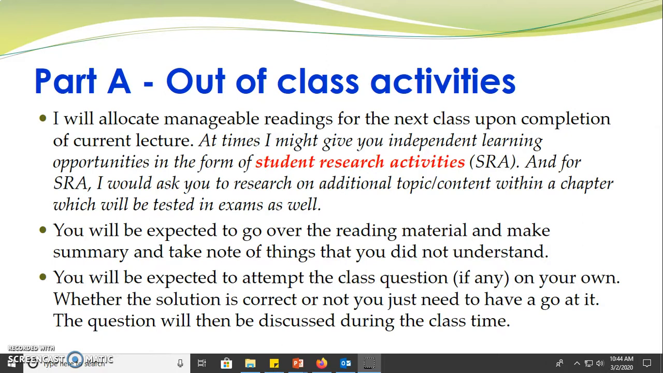You will be expected to go over the reading material and make a summary and take note of things that you did not understand. You will be expected to attempt the class questions, if any, on your own. Whether the solution is correct or not, you need to give it a go. These questions will be discussed during our in-class activity.